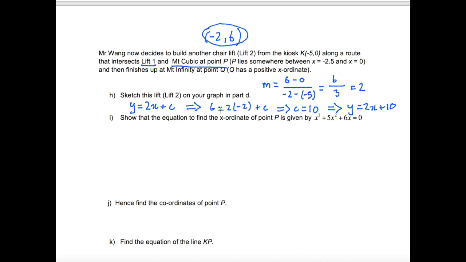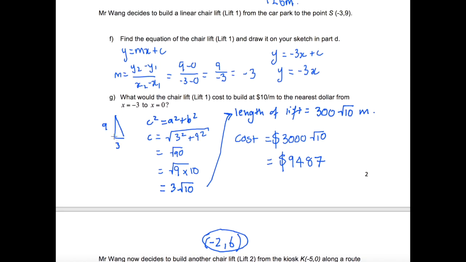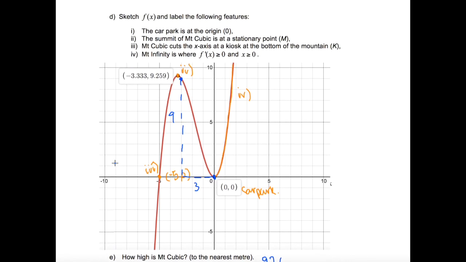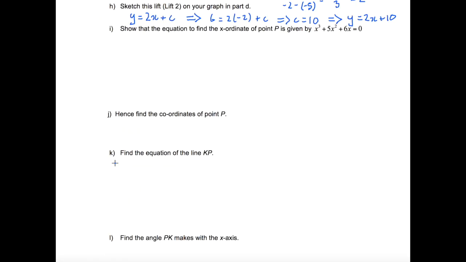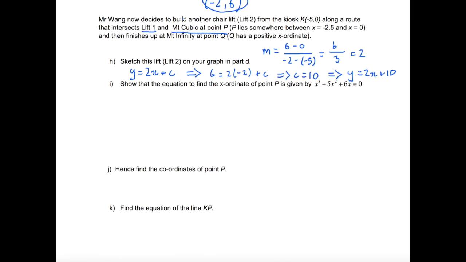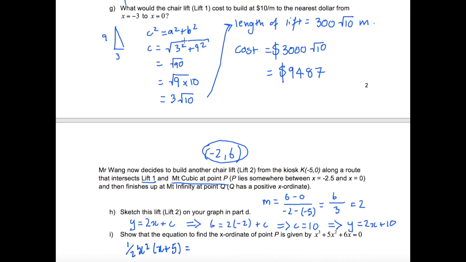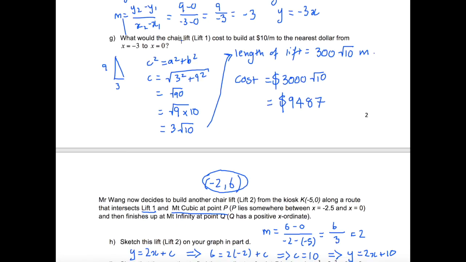Show that the equation to find the coordinates of the point P is given by that. The point P is where lift 1 intersects Mount Cubic. Mount Cubic was, what was it, a half x squared times x plus 5. So a half x squared times x plus 5 is equal to lift 1. Lift 1 was minus 3x.